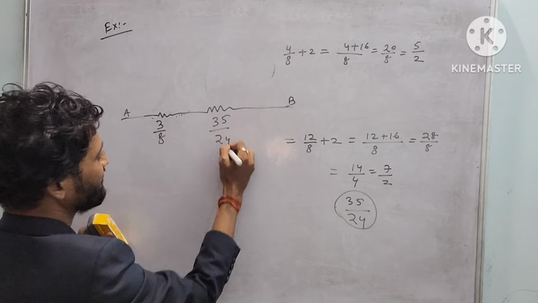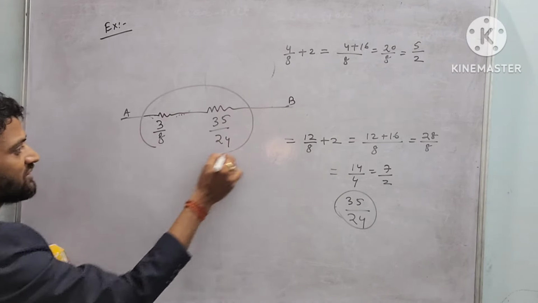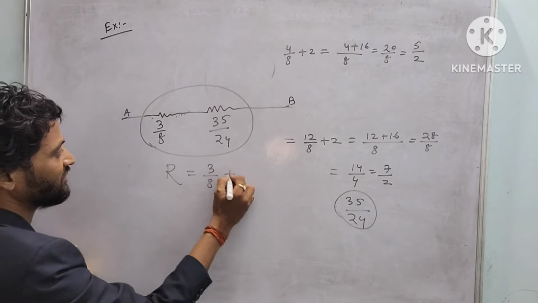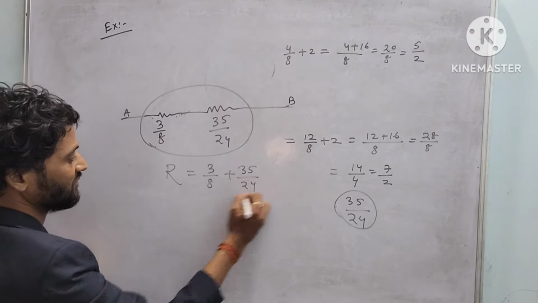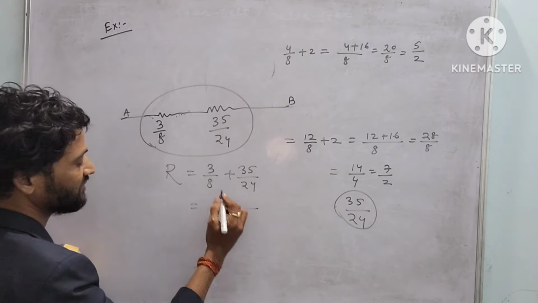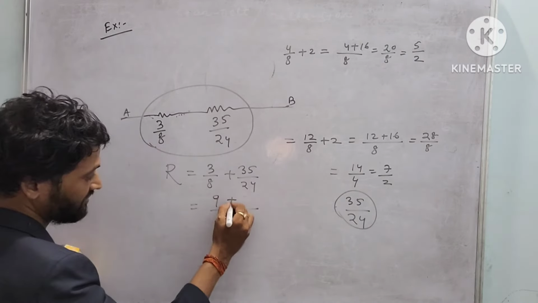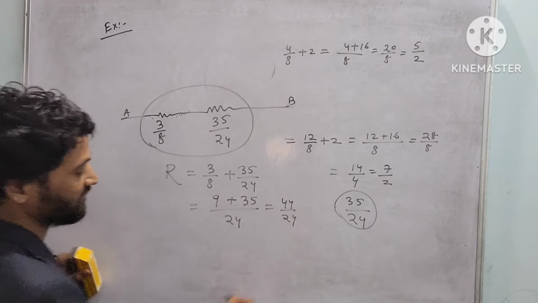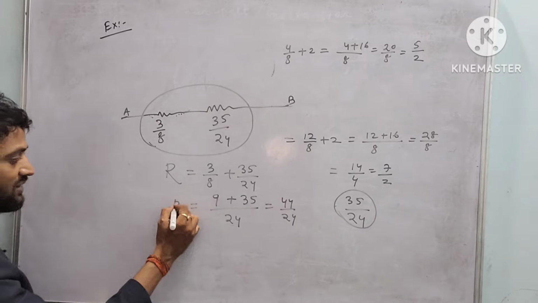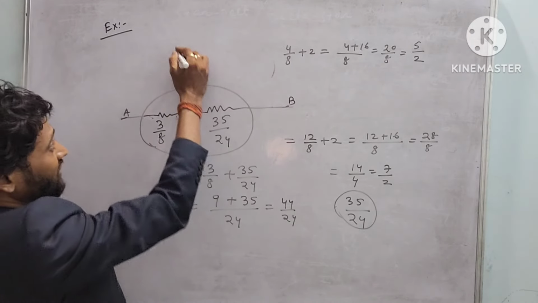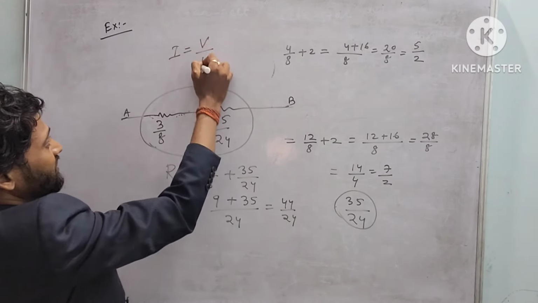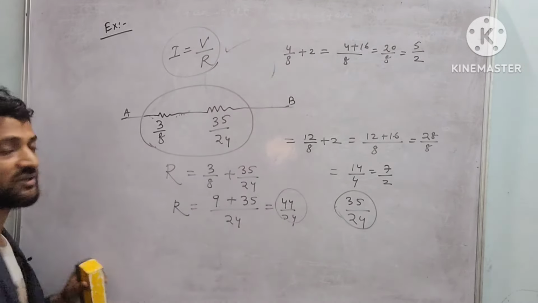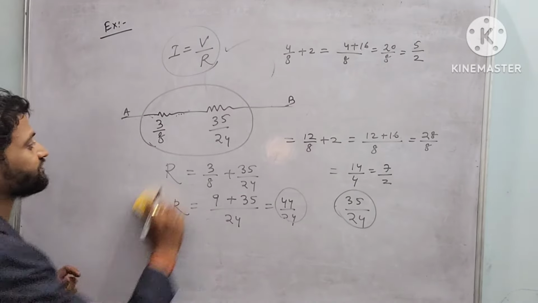Now both are in series. What is the final resistance? 3 by 8 plus 35 upon 24. You take LCM as 24, so it will be 9 plus 35. It will be 44 upon 24. This is the equivalent resistance. So what is the current? Final current is voltage upon resistance. The voltage was given to you, the resistance you got, divide, and you will get the answer. Okay.